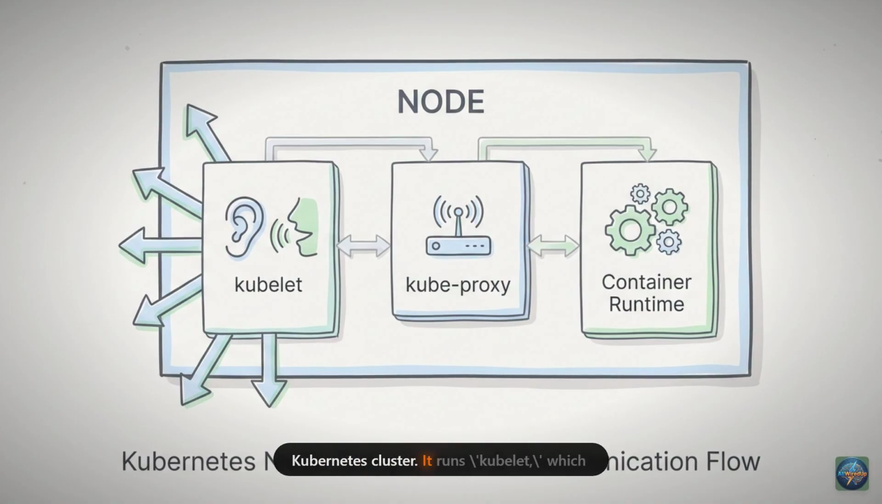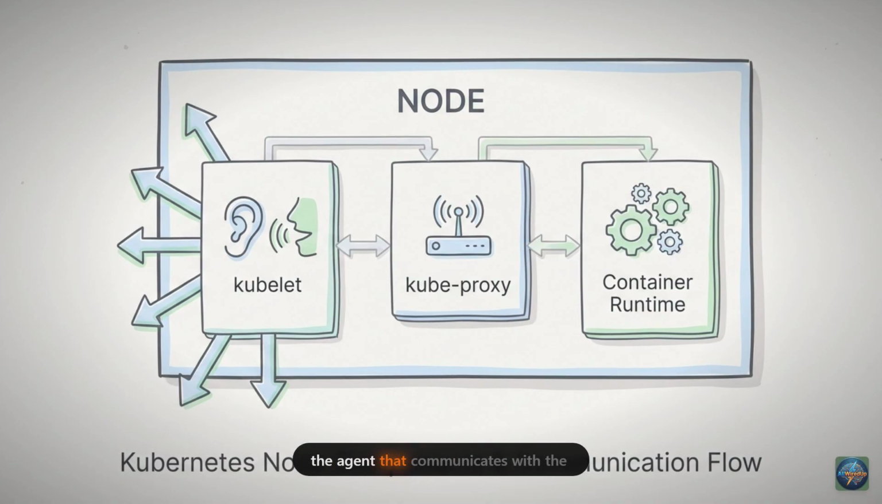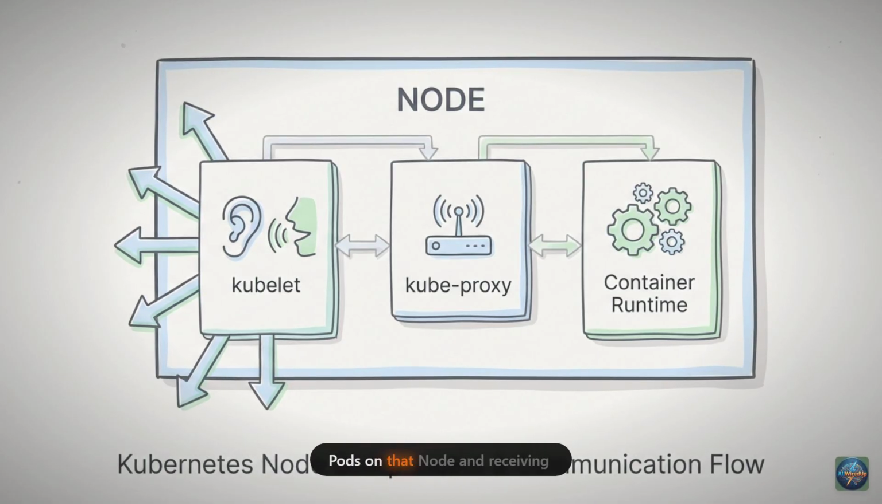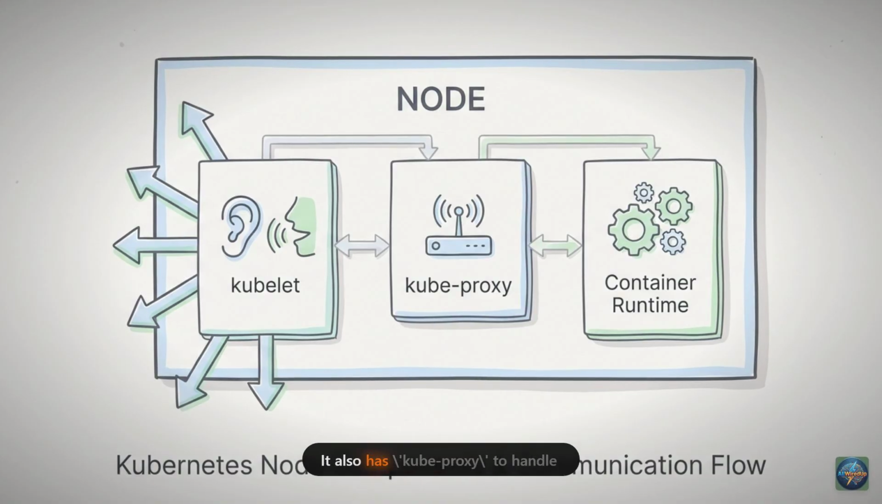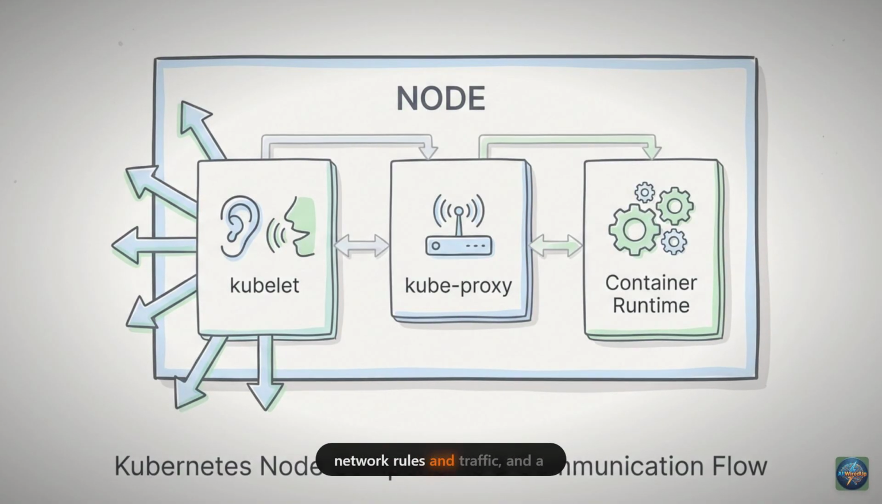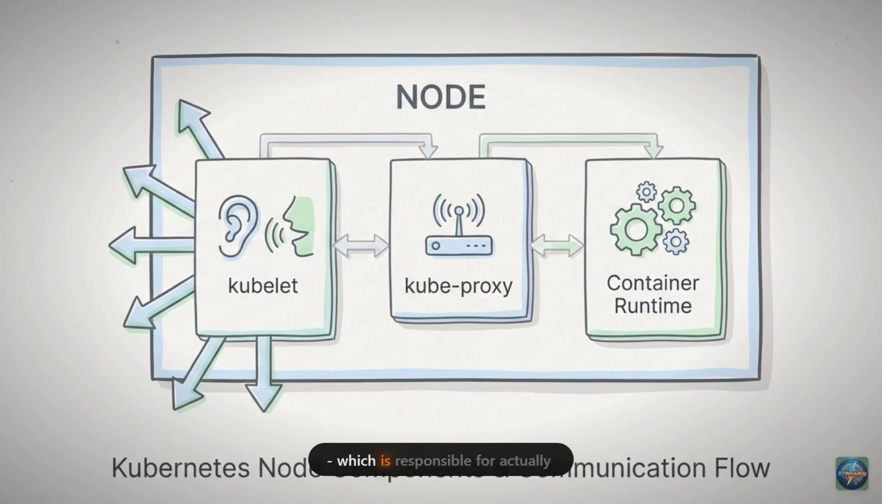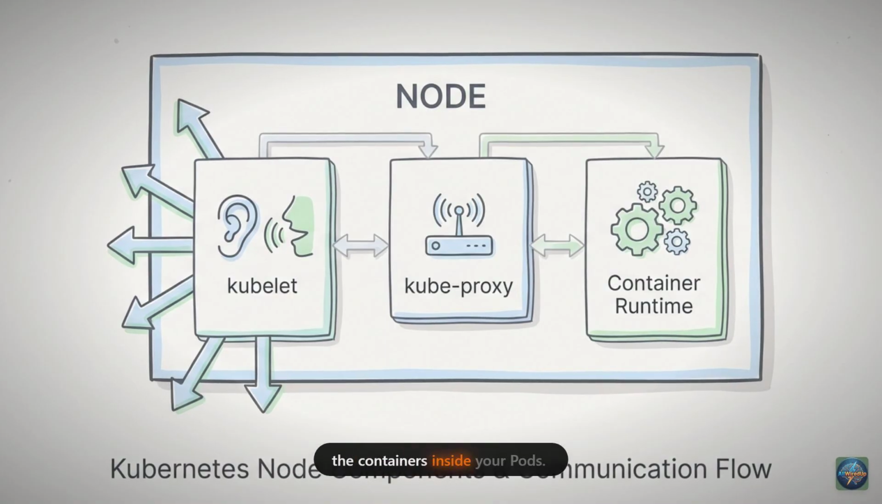It runs Kubelet, which is the agent that communicates with the Kubernetes control plane, telling it about the pods on that node and receiving instructions. It also has kube-proxy to handle network rules and traffic, and a container runtime, like Docker or containerd, which is responsible for actually running the containers inside your pods.